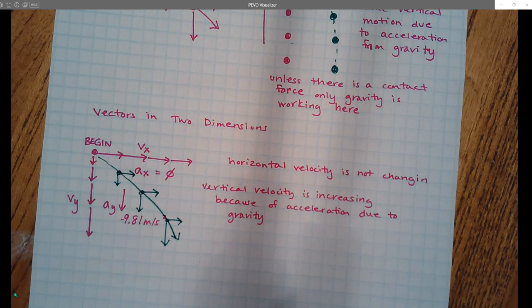So at this point, I'm going to end this set of notes and start a new video to go over the equations for 2-dimensional motion and also do a practice problem.